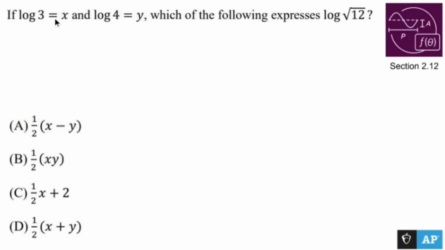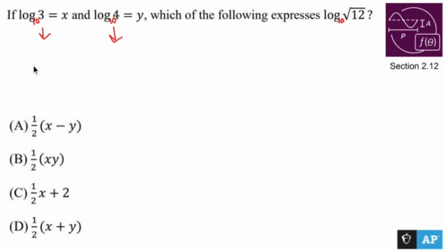If log of 3 equals x and log of 4 equals y, which of the following expresses log base square root of 12? All right, well, I don't know what log of 3 is x means. I don't know what log of 4 is y means, but what I can do is rewrite this into its other form. Remember, if you have no base at all, it's an invisible base 10. Will that really help me? I don't know, probably not.